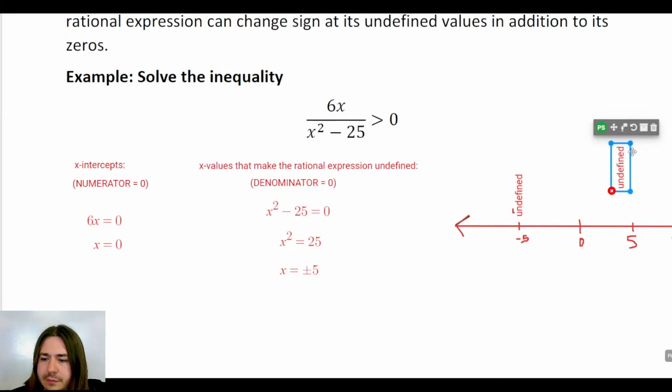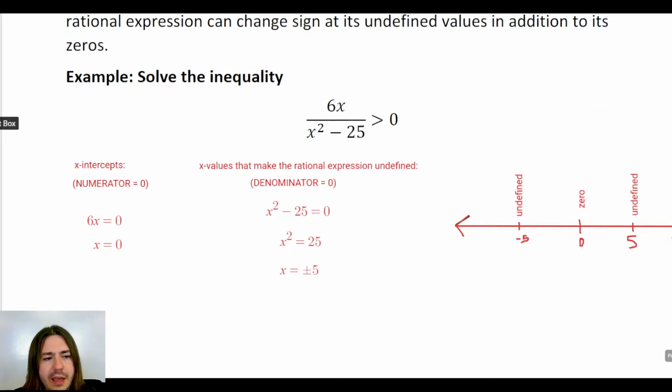And at 0 is when it's 0. Okay, meaning if I plug in 0 to the function, the whole thing's going to be 0. Now the reason why I'm making this distinction between the numbers making the rational expression undefined versus making them 0 is, let's say this were greater than or equal to 0, then we would need to know whether or not we actually want to include the endpoints.